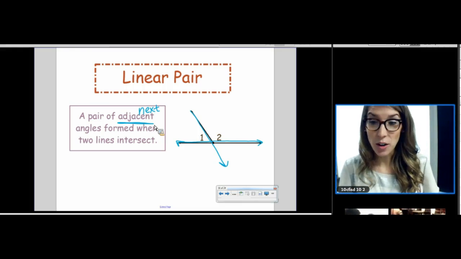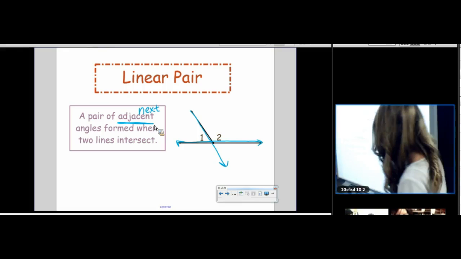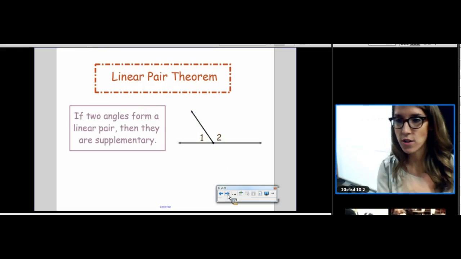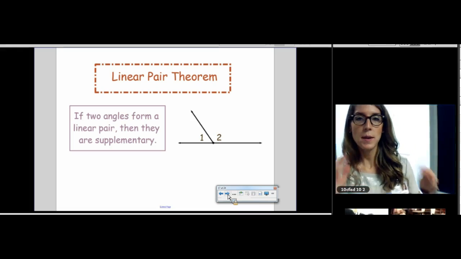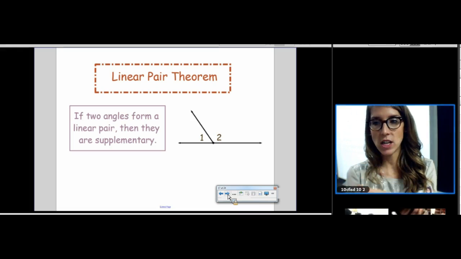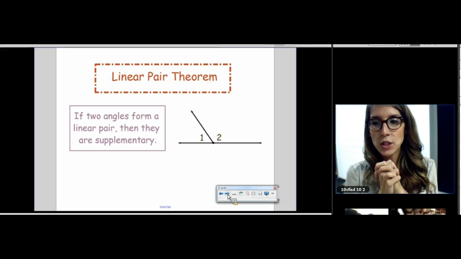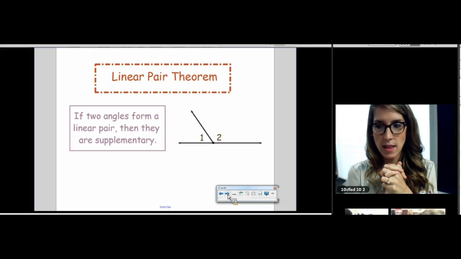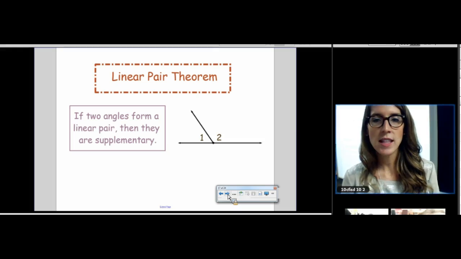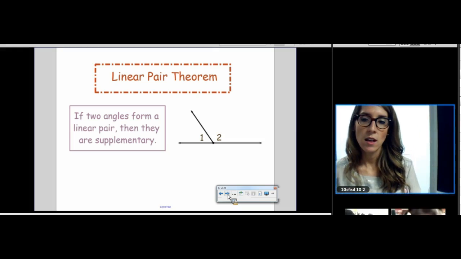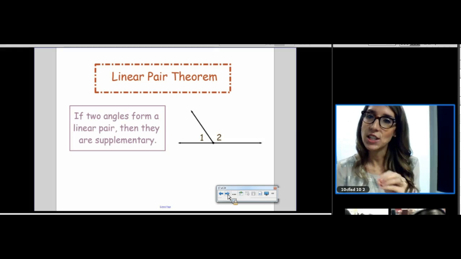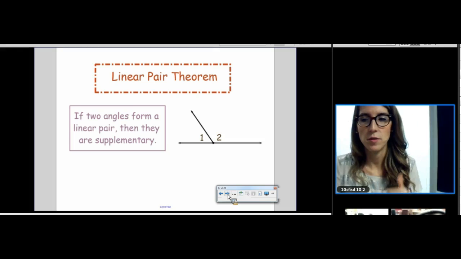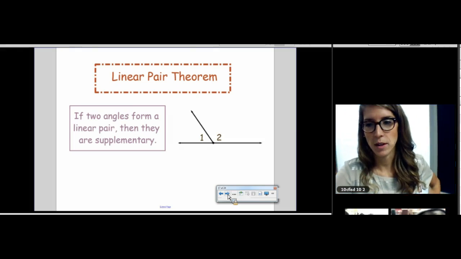Now we need a theorem. We need a linear pair theorem now. Here's what you write in your notes. So we have a vertical angle theorem and we have a linear pair theorem. If two angles form a linear pair, then they are supplementary. Just like the vertical angle theorem, the original conditional is true, but the converse isn't true. If you were wondering, I know you were.